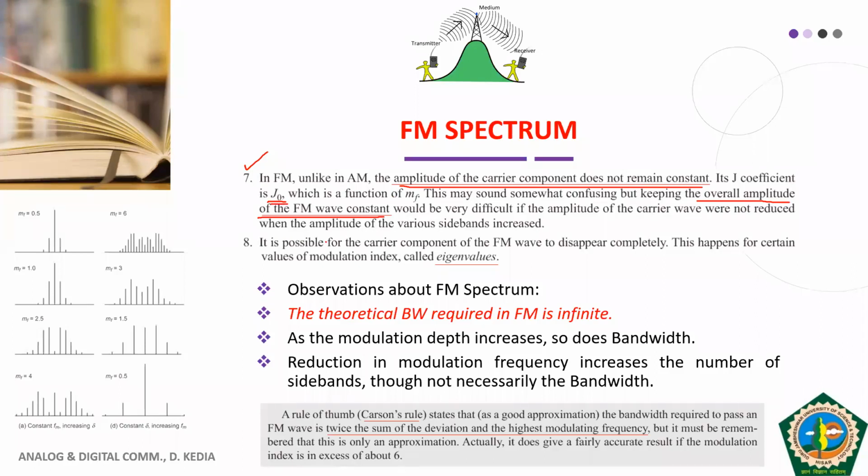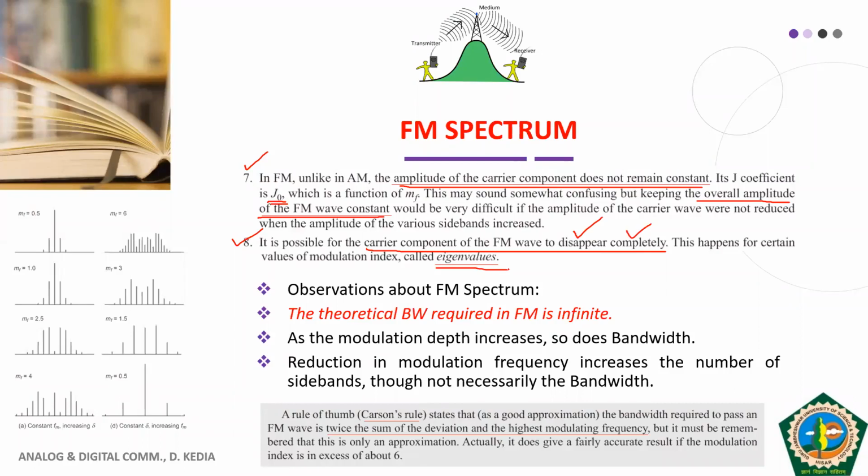Next, in continuation with this observation number 7, one more surprising thing you may come across is that the carrier component of the FM wave may disappear completely. Your carrier amplitude becomes 0, and the value at which the carrier component becomes 0 is known as eigenvalues.